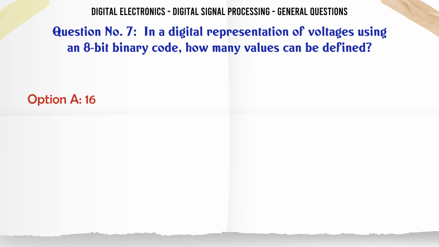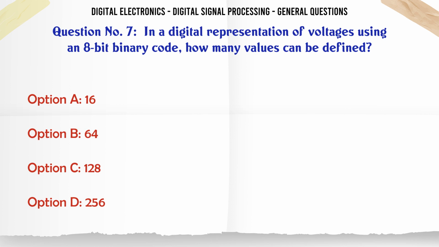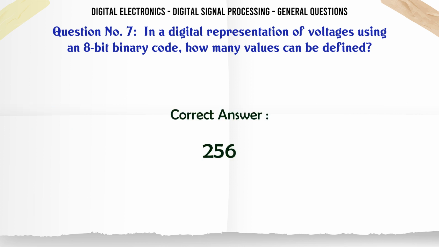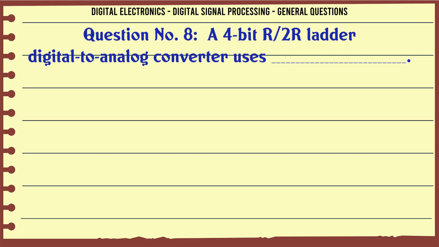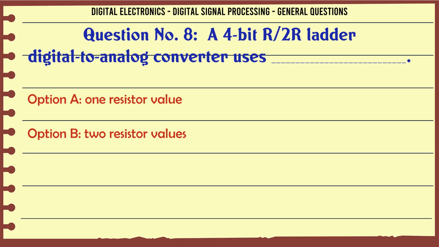In a digital representation of voltages using an 8-bit binary code, how many values can be defined? A. 16, B. 64, C. 128, D. 256. The correct answer is 256.